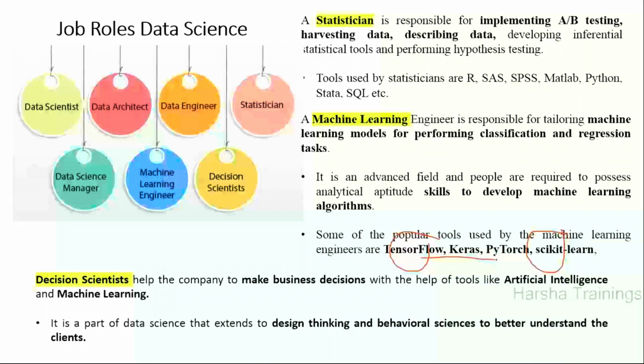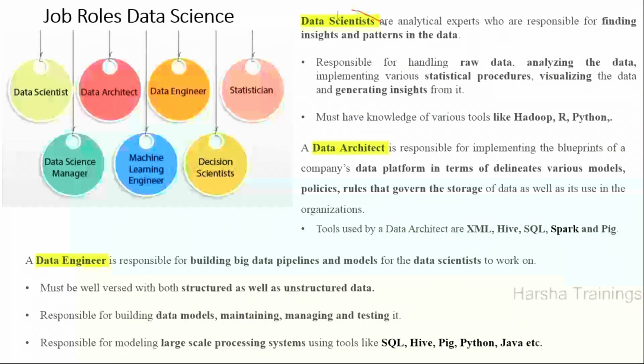Finally, sometimes you have one more role called decision scientist. They help the company to make business decisions. This is a high-level job and is not related to you people. Your related jobs are machine learning engineer or data scientist. These two are the roles you are basically eligible for.